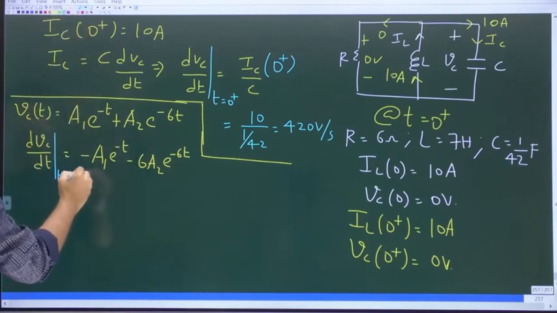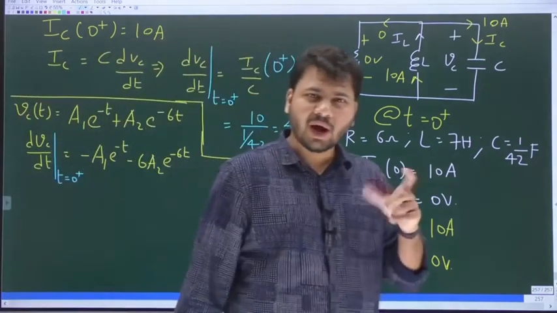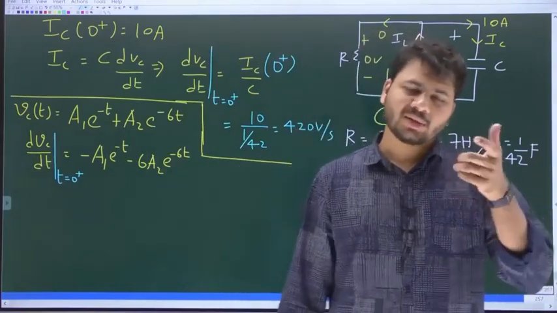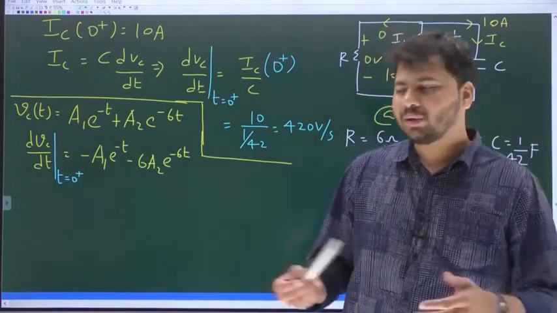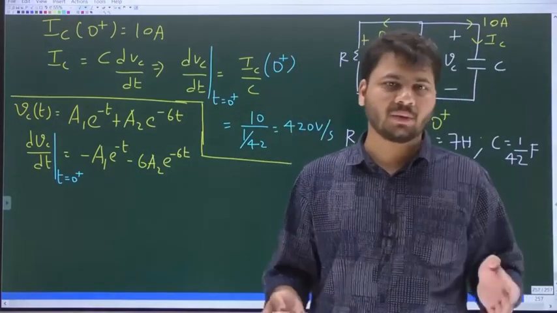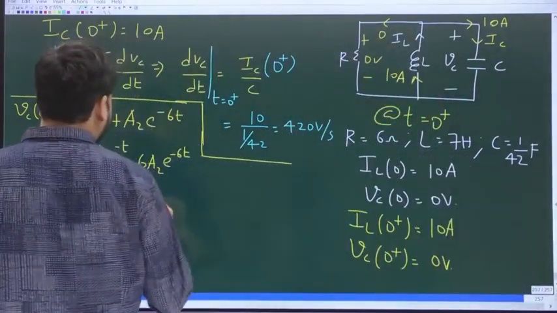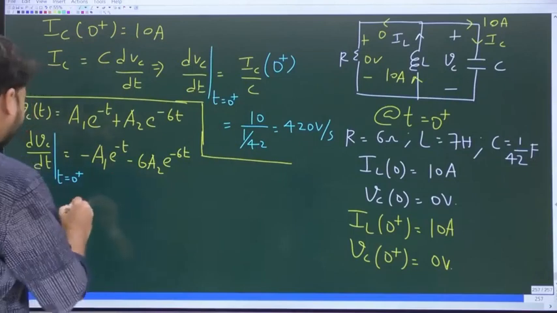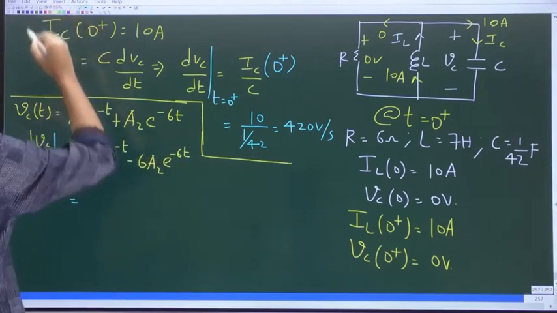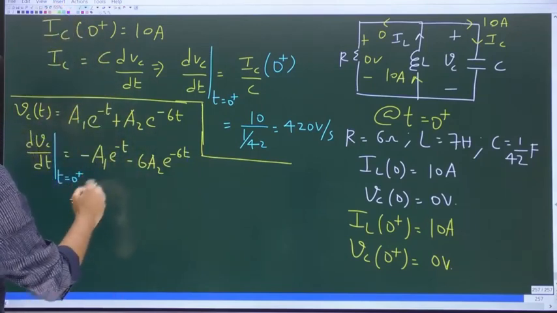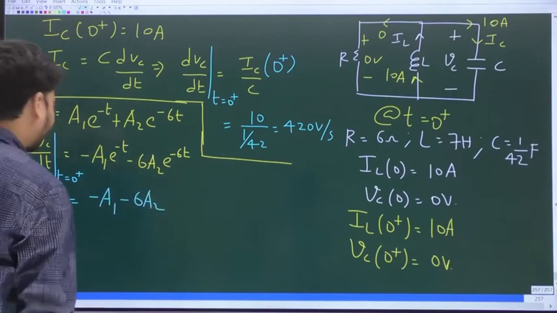So dVc by dt at t equal to 0 plus. See, t equal to 0 plus means just after t equal to 0. Just after t equal to 0, what is the value of the time instant? It is almost equal to 0. So even at t equal to 0 plus, the value of t will be very close to 0. So on the right hand side, you just have to substitute t equal to 0, won't you get minus a1 minus 6 a2?